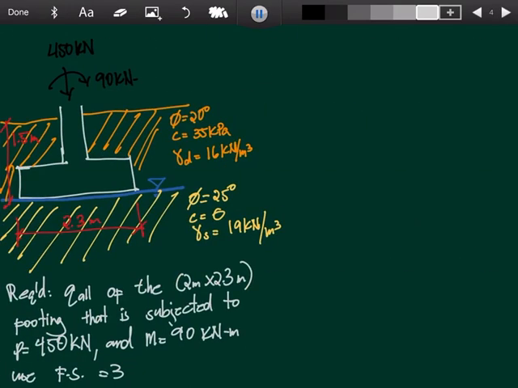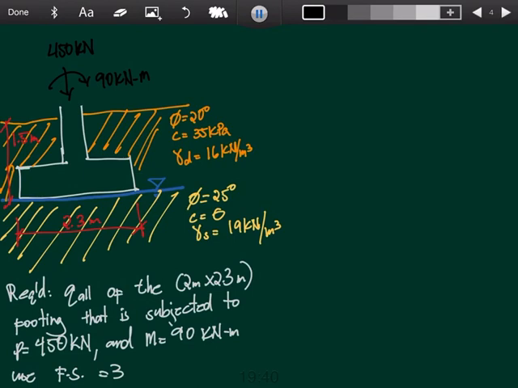So, this is our lesson on what happens when there is a moment or an eccentric load. How are we going to do this one? In this problem, we are going to determine the allowable bearing capacity of the isolated rectangular footing, that is 2 meters by 2.3, subjected to a vertical load of 450 kilonewton and a moment load of 90 kilonewton meter. When there is a moment load, we assume it behaves like an eccentric load.